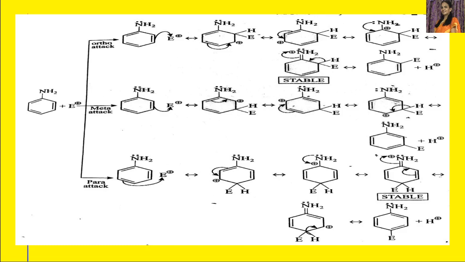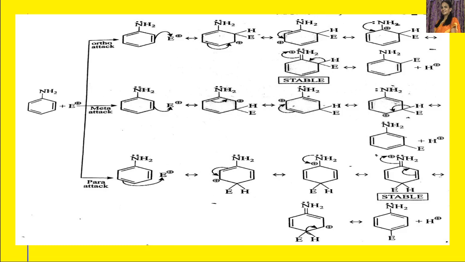Also, we have more resonance structures, as you can see here, like in the ortho attack. The greater the number of resonance structures, the greater the stability, and that will be easily formed. In the meta attack, the number of resonance structures is less, and the electrons present on the nitrogen atom are not involved in resonance. Therefore, it is less stable compared to ortho and para attack. So these are the more stable intermediates produced in ortho and para attack.